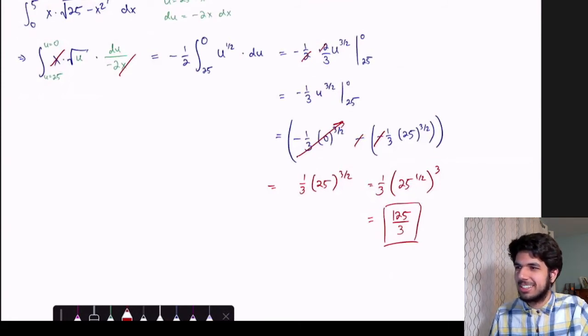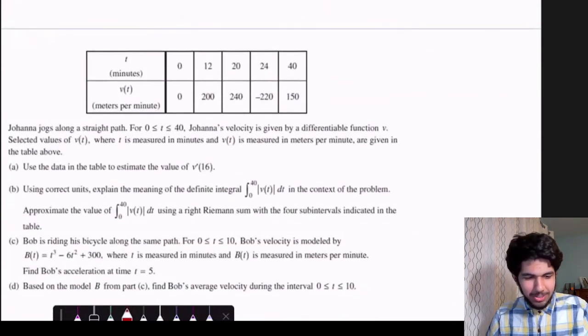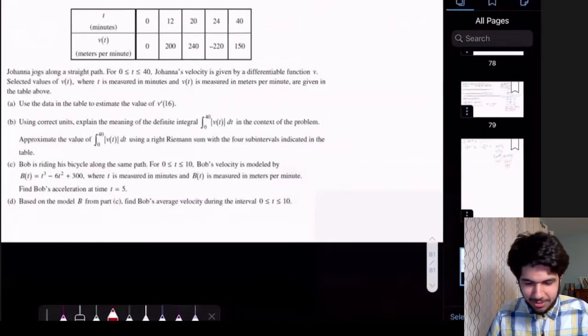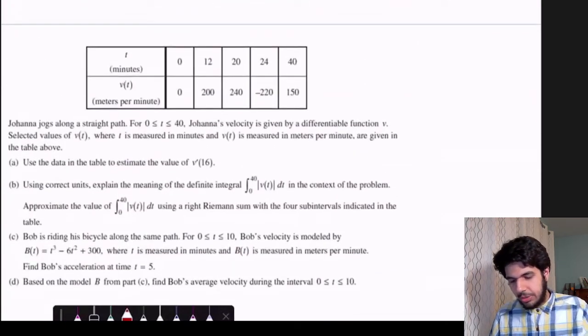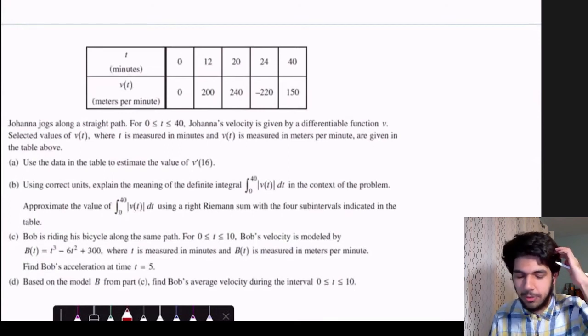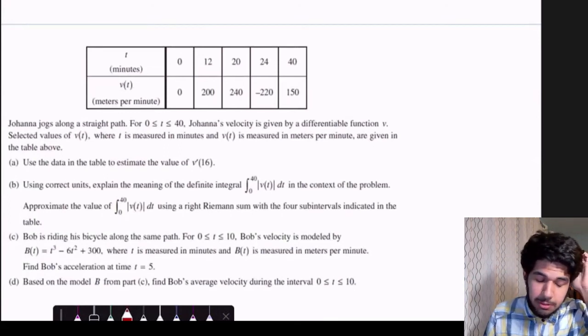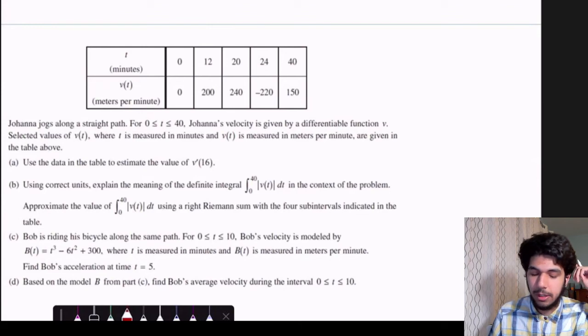One more question, and this one comes from an AP exam, and it'll require a little bit more review, but always great to review. So, Johanna jogs along a straight path for 0 ≤ t ≤ 40. Johanna's velocity is given by a differentiable function v. Selected values of v(t), where t is measured in minutes and v(t) is measured in meters per minute, are given in the table above. Use the data in the table to estimate the value of v'(16).